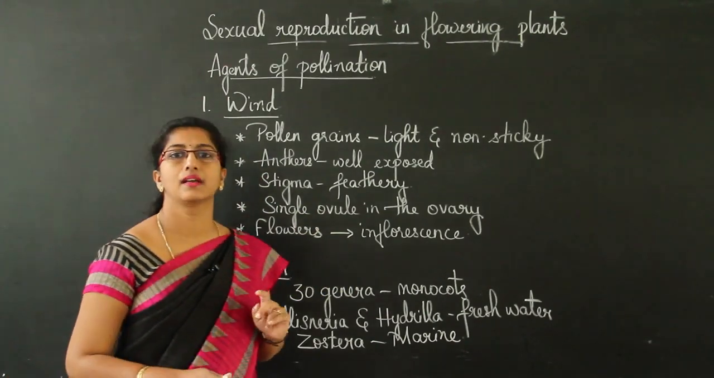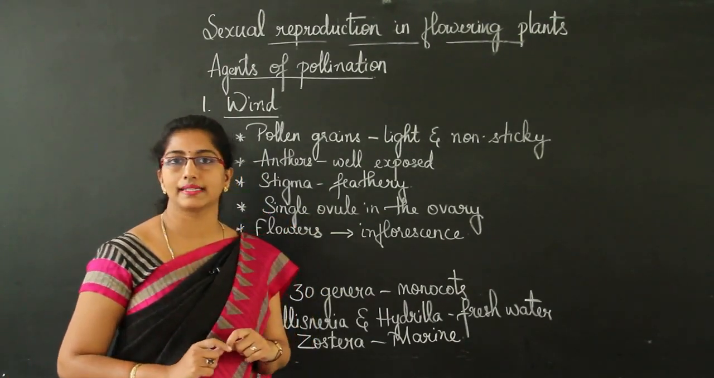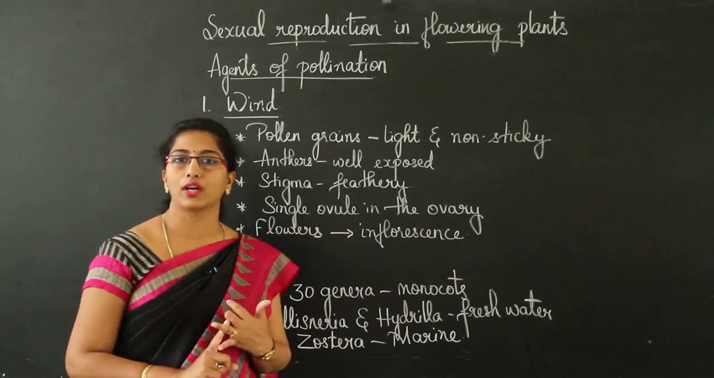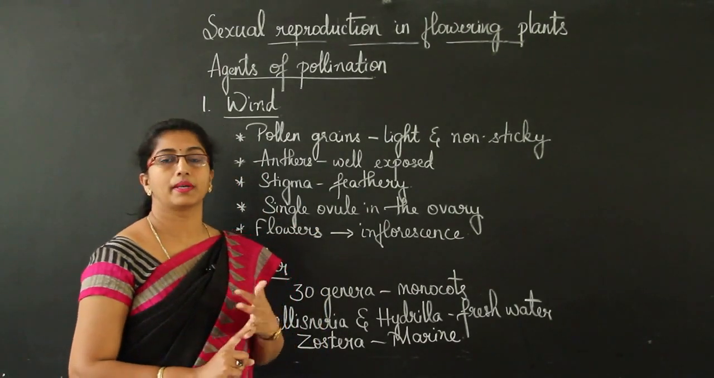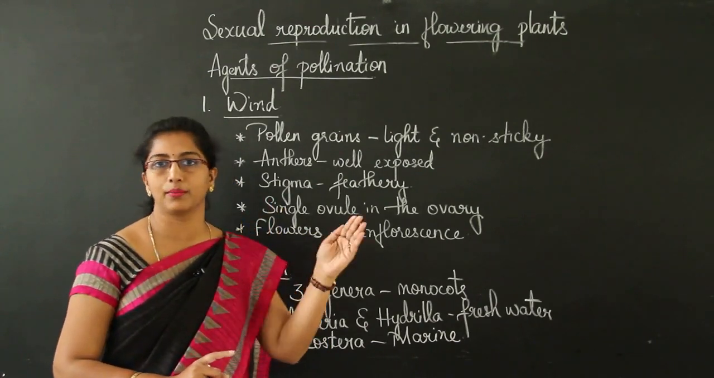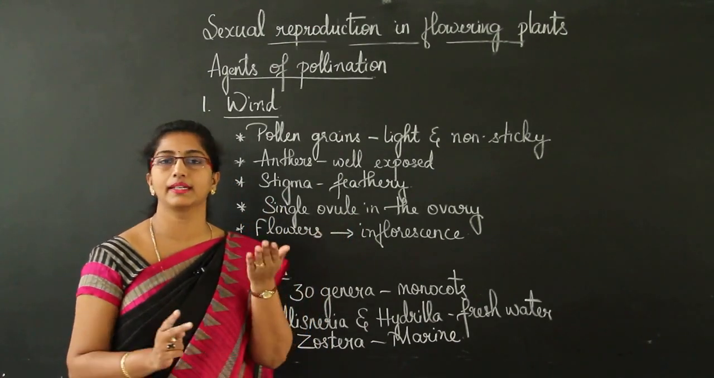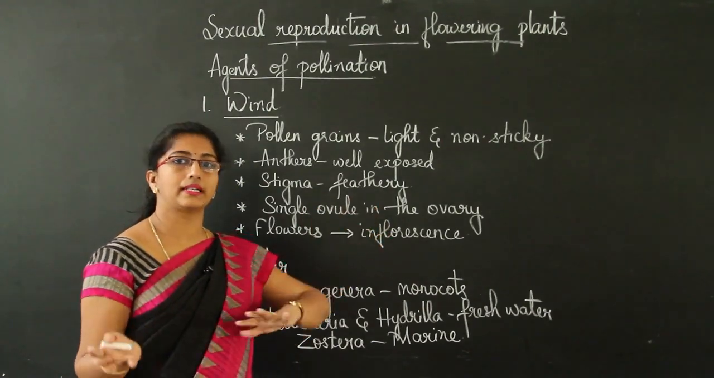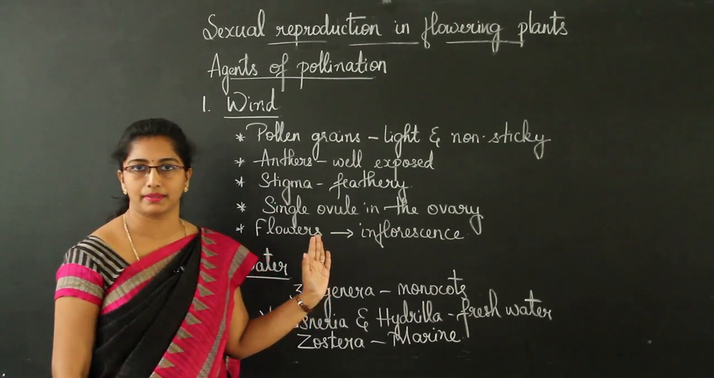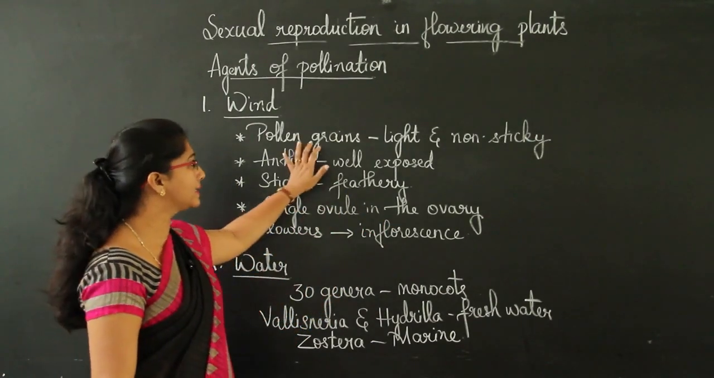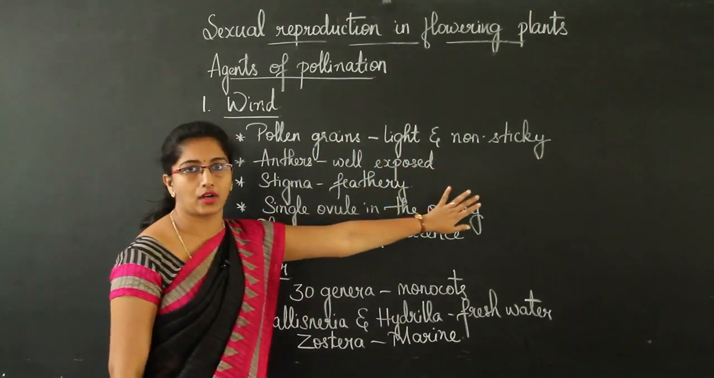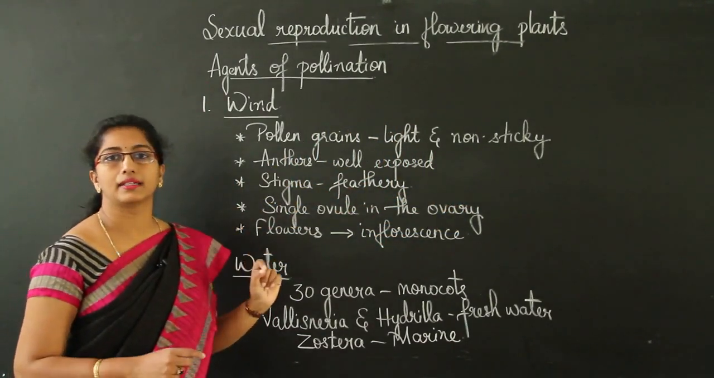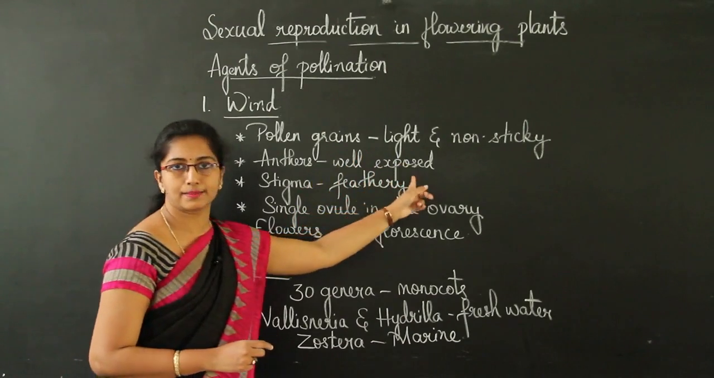So first thing is, pollen grains which are released should be lightweight and non-sticky. Because wind has to carry the pollen grains, it has to be lightweight, then it will be easily carried, and also it has to be non-sticky so that it reaches the stigma. So pollen grains should be light and non-sticky. That is one. Then we see that the anthers are well exposed.